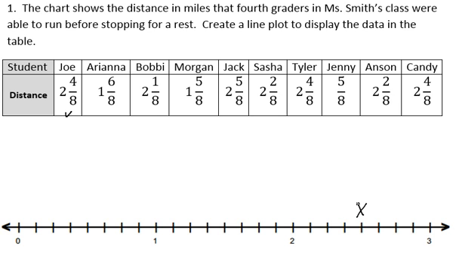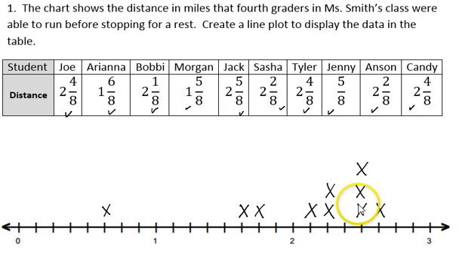Now I'm going to move on to Ariana. She ran 1 6/8. So I'll start at the 1, and I'll count over 6/8, and I'll put an X where Ariana's distance is. So I'm going to continue to do that for each of the students. So here's my finished line plot. You'll notice that in the cases where students ran the same distance, those X's were stacked on top of each other. So you can clearly see where some of the students ran the same distance.